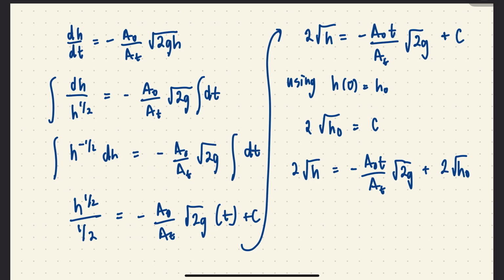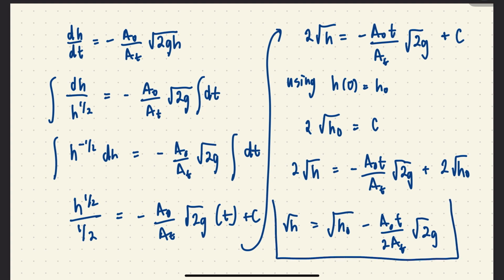So if we divide both sides by 2, so this will be square root of h. We'll put square root of h sub o first minus a sub o t over 2 a sub t square root of 2g. This will now be your particular solution.